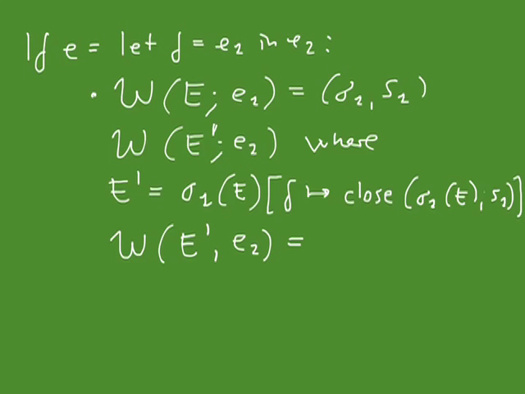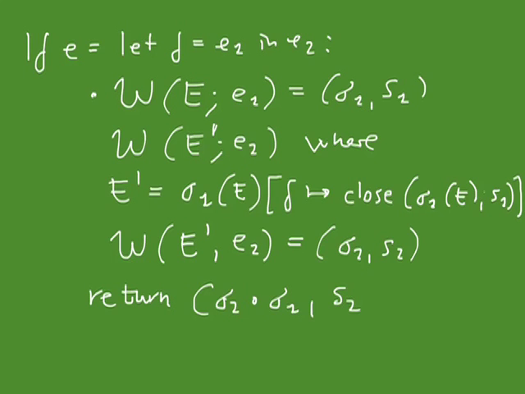And we get sigma 2, S2, and then we return sigma 2 sigma 1, and the type of everything is the type of the body, of course, so that should be S2.